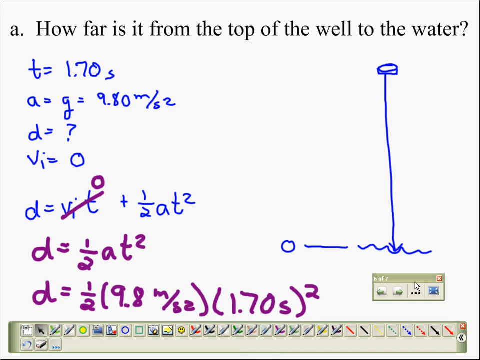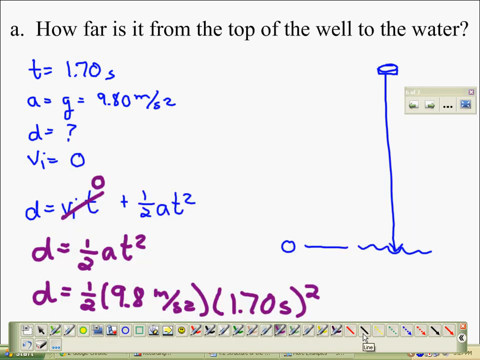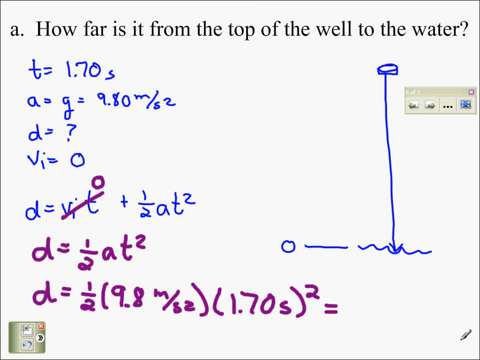Okay, on your calculator, you should be punching in 0.5 times 9.8 times 1.7 squared, and we get an answer of 14.161. Let's go to 3 sig figs. So I have 14.2 meters. That's the distance to the water.